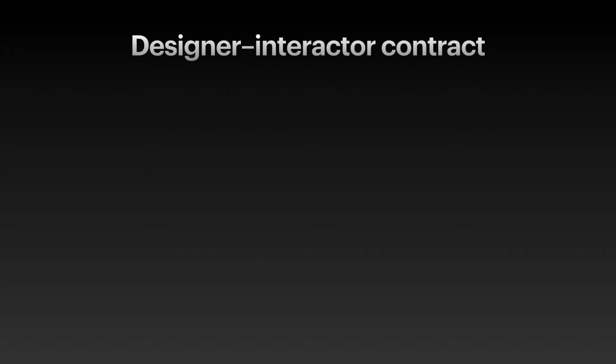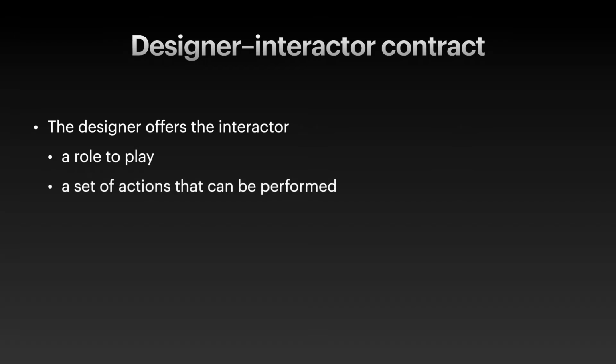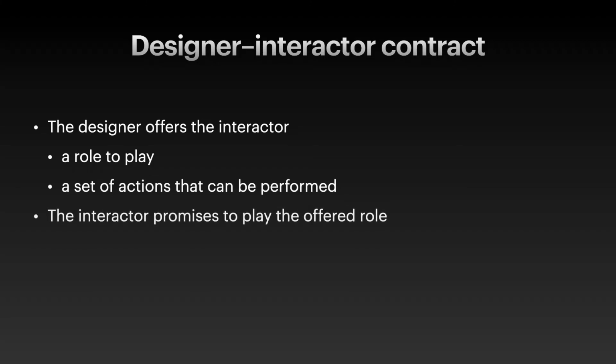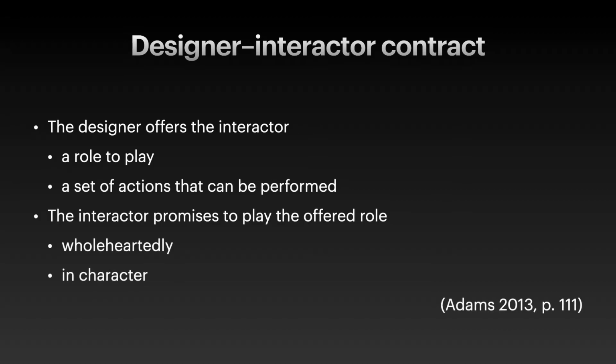In this designer-interactor contract, the designer offers the interactor a more or less defined role to play and a set of actions that can be performed. This set of actions forms the interactive range that I talked about in an earlier video. The more freedom the designer grants to the interactor, the more possibilities the interactor has to depart from their intended role. On their part, the interactor promises to play the offered role wholeheartedly and in character.